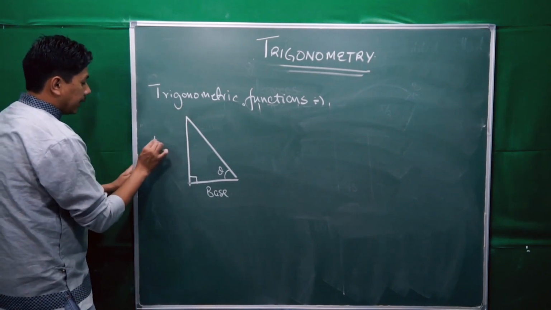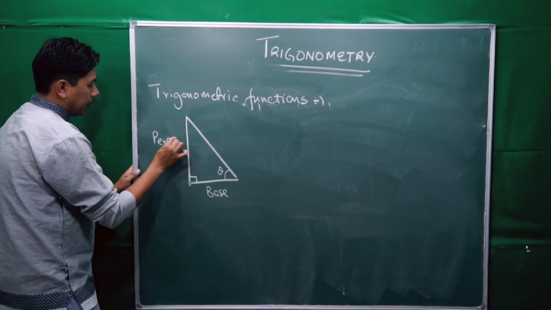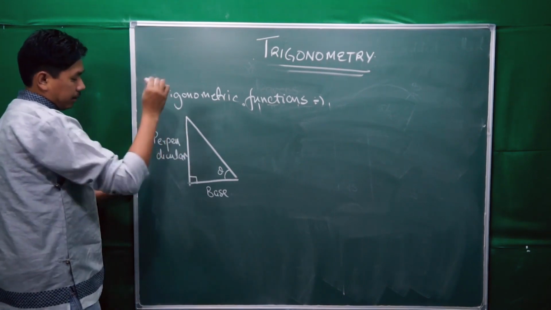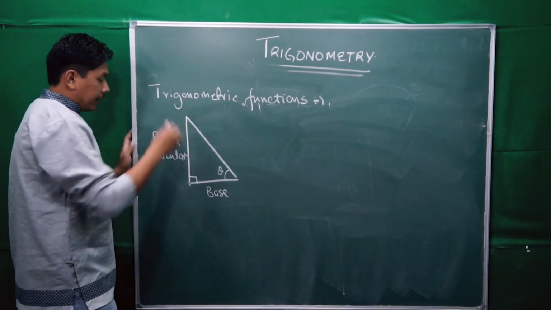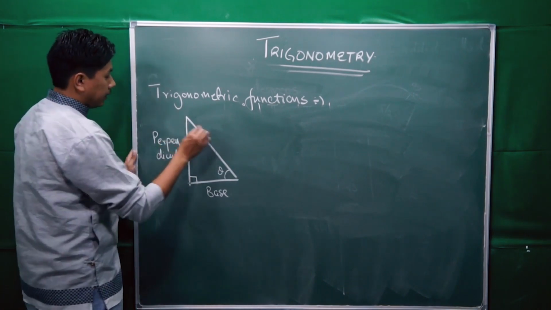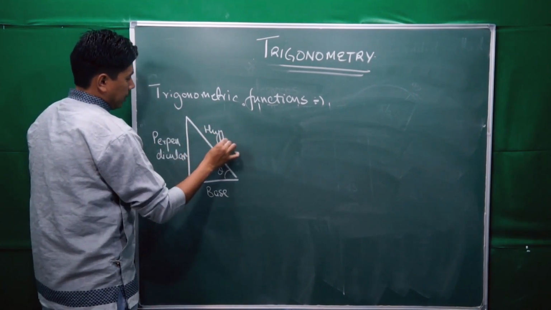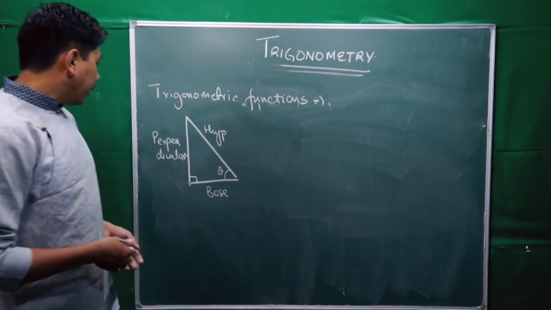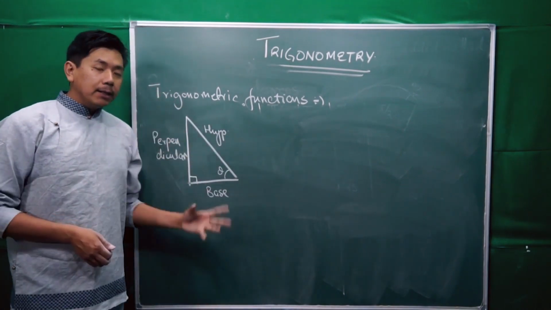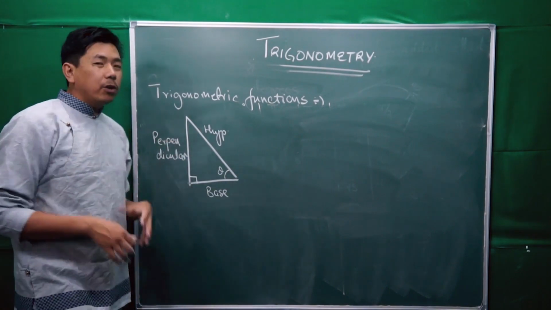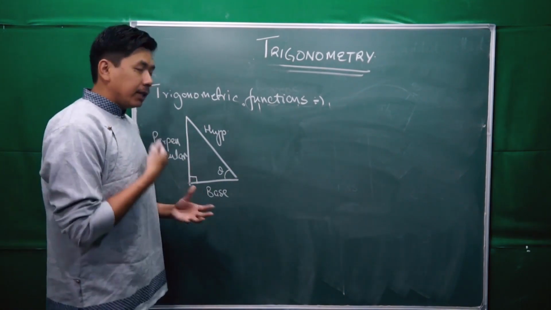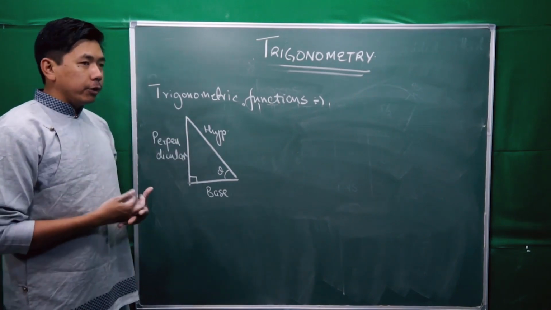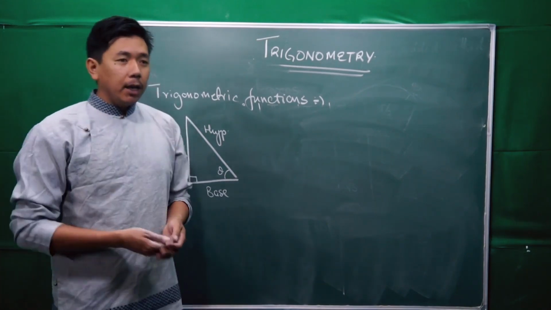Next, we have this side being called as perpendicular. Okay. And last side, this longest side is known as hypotenuse. Okay. Clear? So we have three sides of the triangle, and based on three sides, the whole concept of trigonometry is formulated.